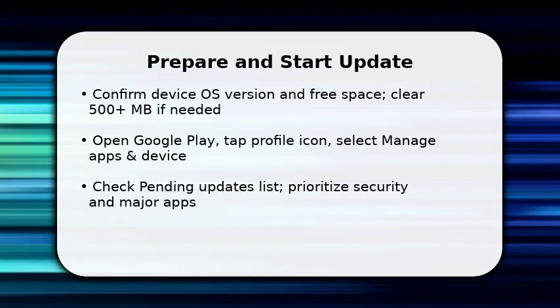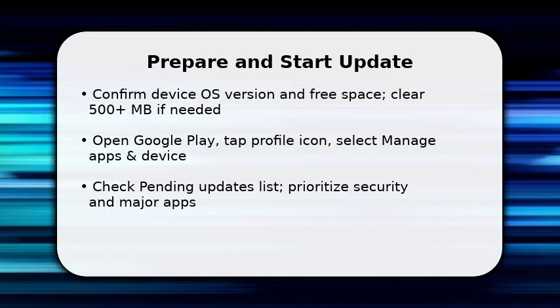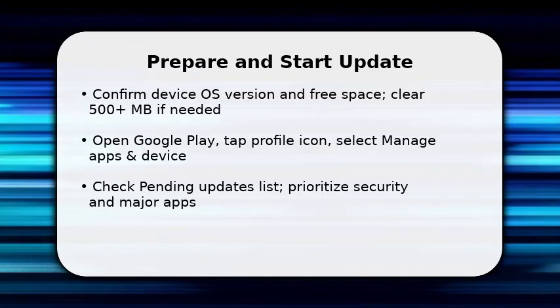Once done, open Google Play and tap your profile icon, then pick Manage Apps and Device. Here you see pending updates. You want to review sizes and permissions before proceeding. Make sure to close active apps that may block installation. This prevents partial installs and speeds the process while keeping your data safe.